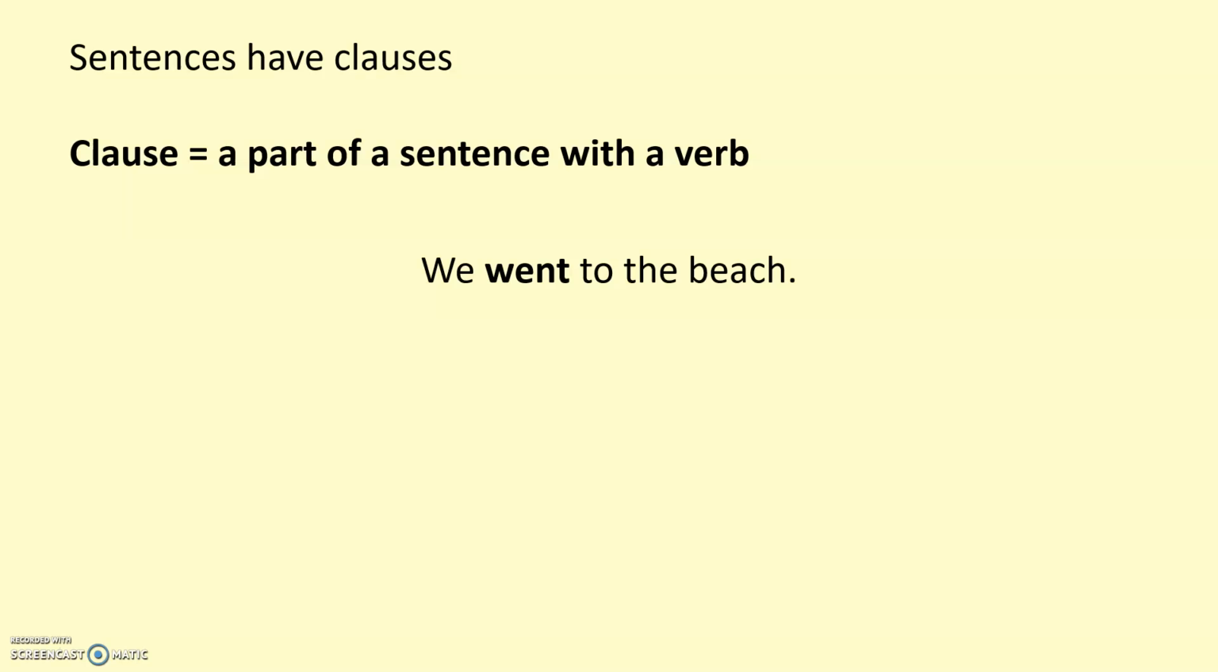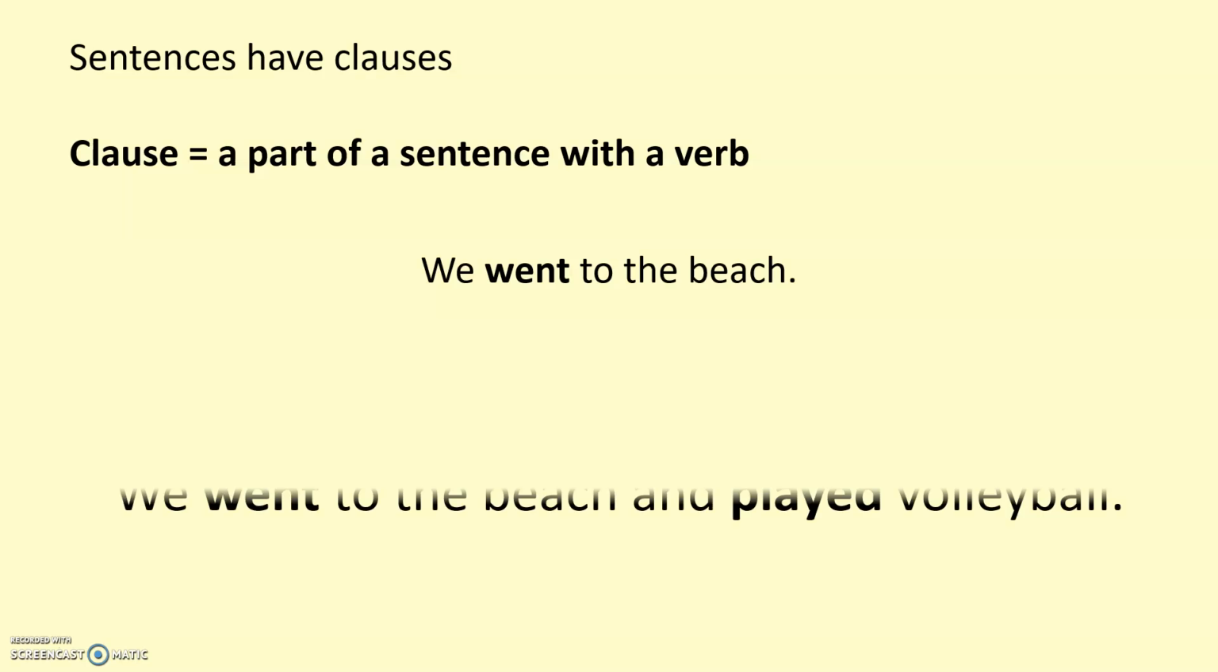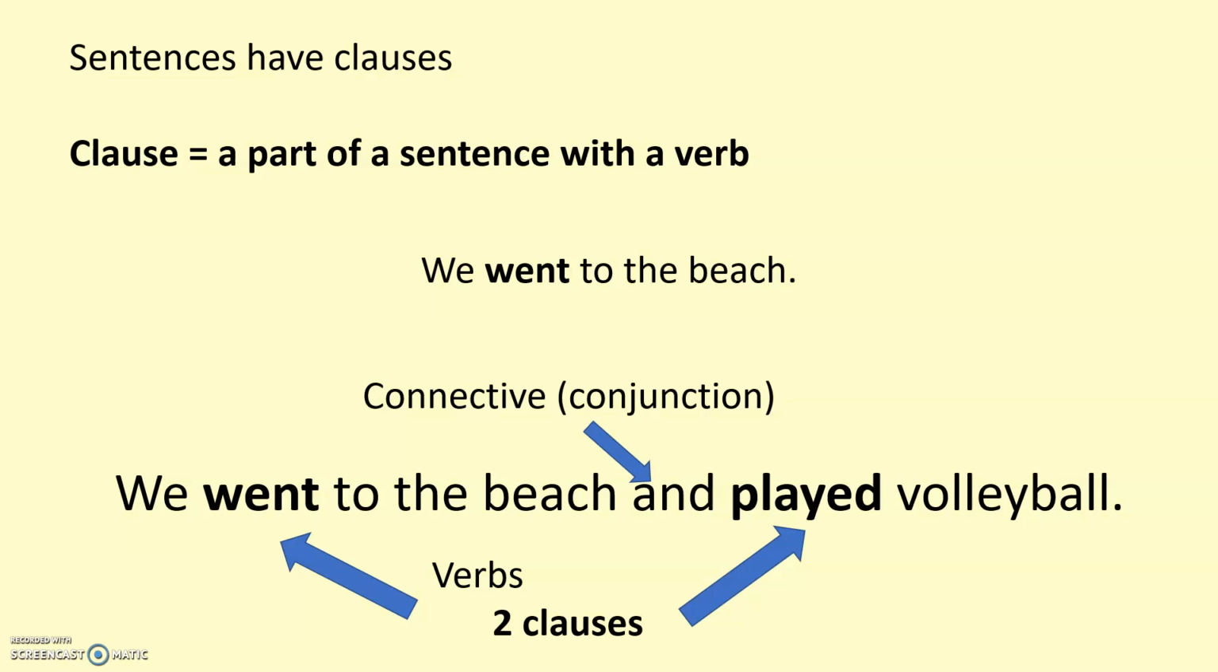Still thinking about clauses here before we get to semicolons. We went to the beach and played volleyball. So look at that sentence yourself. Decide how many clauses you're going to see there. How many verbs can you see? And I think I've made that fairly straightforward for you. There's your two verbs, either side of, so went we had before, and now we've got the extra clause on there, and played volleyball. We've got that extra, if you like, piece of information.